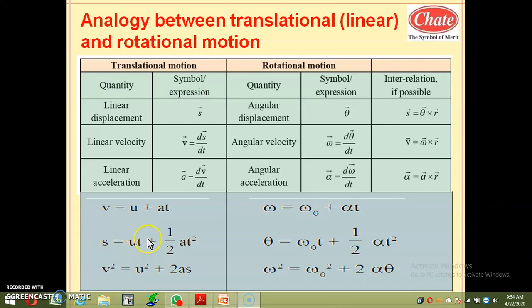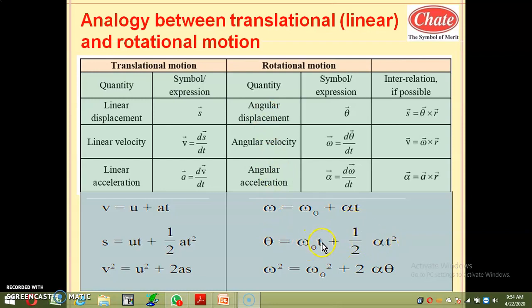So the analogous equation in rotational motion is, in place of linear displacement, angular displacement theta; in place of u, omega naught; then t. This half stays as it is. Linear acceleration is replaced by angular acceleration alpha, and here is t square. So the analogous equation in rotational motion is theta equal to omega naught t plus half alpha t square.